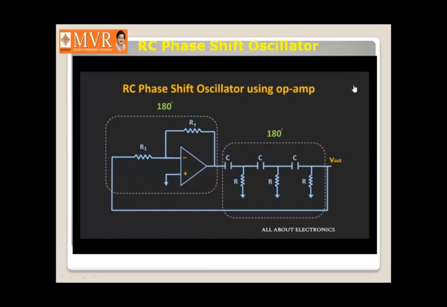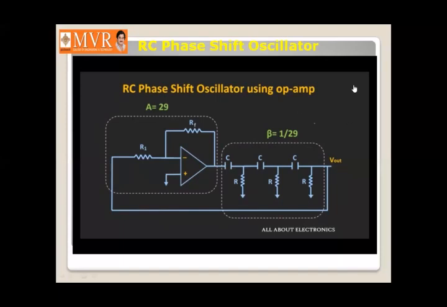Now in this RC phase shift oscillator, the attenuation introduced by this feedback stage is equal to 1 by 29. So to get a unity loop gain, the gain provided by this op-amp should be equal to 29. Now this circuit will provide a unity gain only at one particular frequency, and at only that one particular frequency, the overall phase shift of the circuit will be equal to 0.